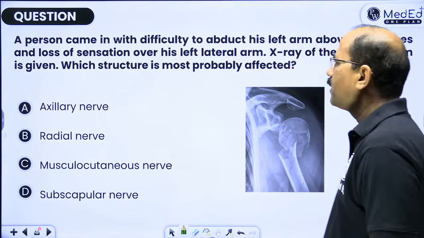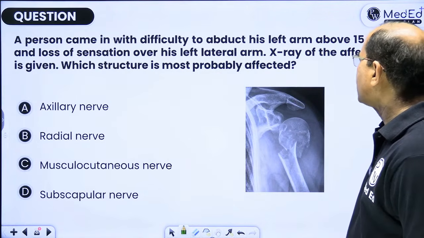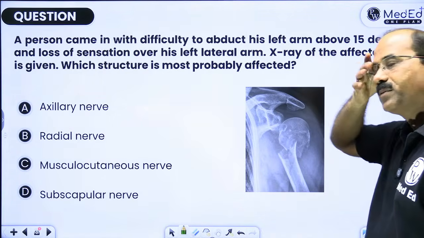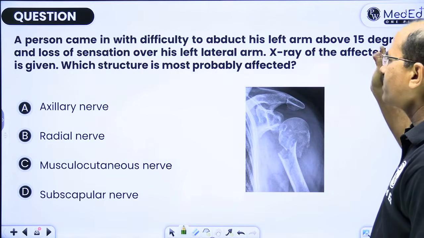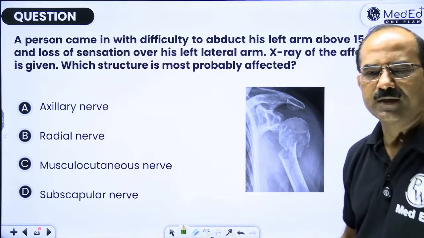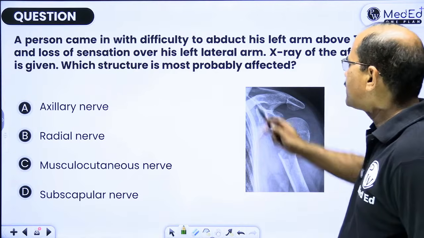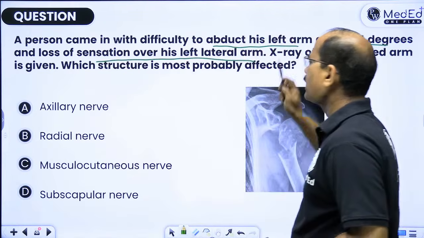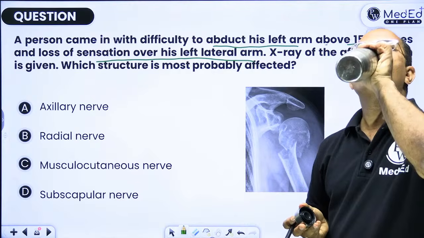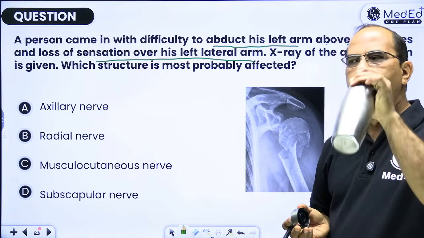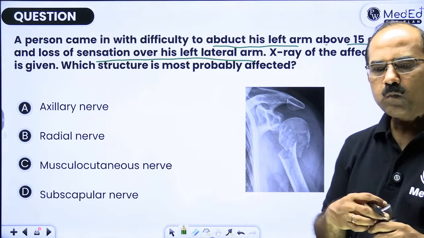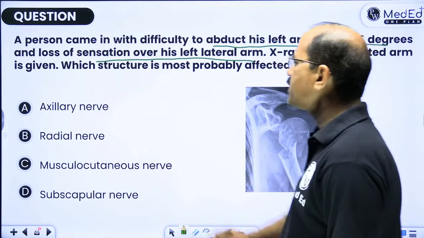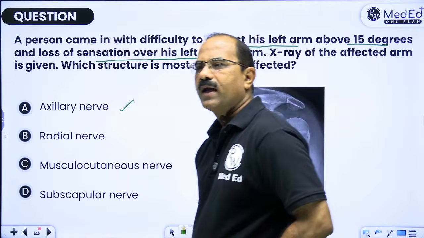Answer this. A person came in with difficulty to abduct his left arm above 15 degrees and loss of sensations on the left lateral side. X-ray of the affected arm is given. Which structure is most probably affected? Loss of sensations on the upper lateral aspect of the arm, that is regimental patch sign. So which nerve is affected? Axillary nerve. Axillary nerve is affected.